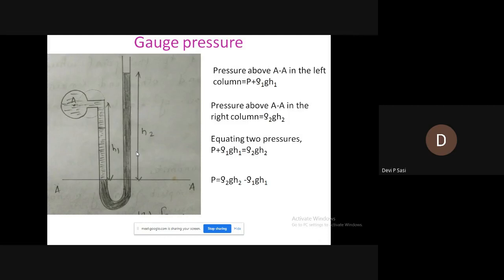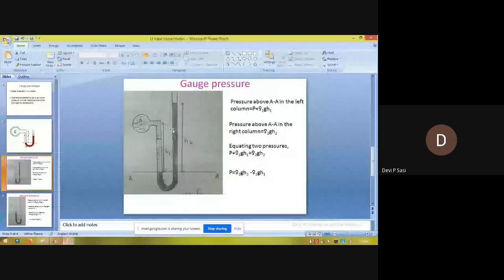Okay. Now what is pressure? Pressure P is equal to ρgh. Now let us find the pressure above the datum line in the left column. This is the left column and this is the right column. We have to compute the pressure above the datum line.